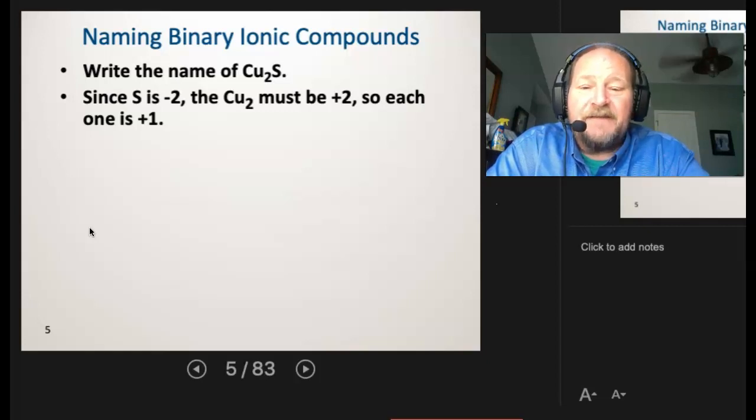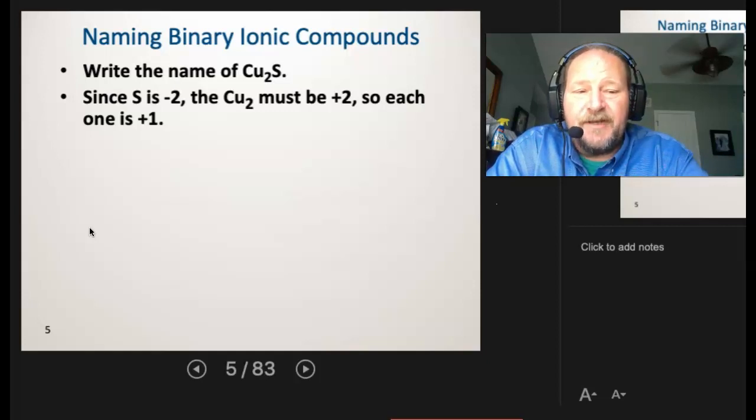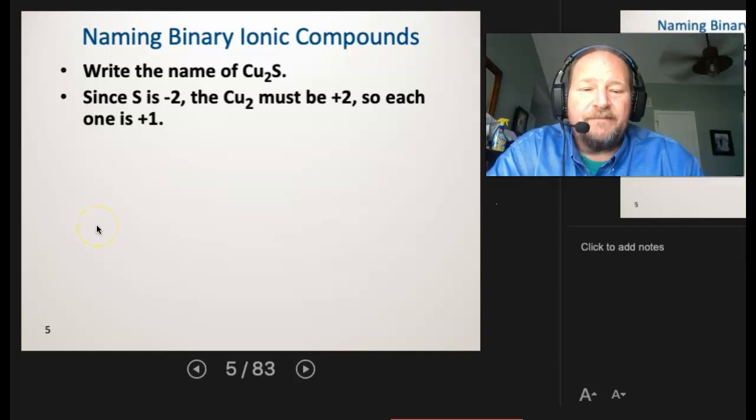This time, however, I have 2 coppers. So I'm going to take the total +2 and divide it by the 2 coppers that I have. That's going to give me a charge of +1. So in this case, copper is a +1, and so we would say copper 1 sulfide.